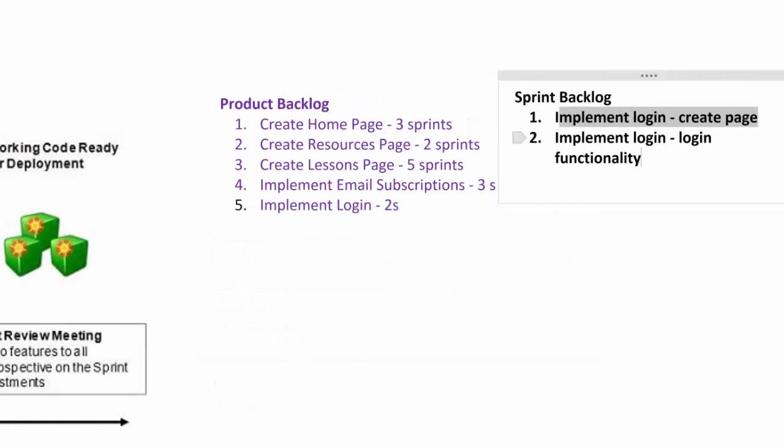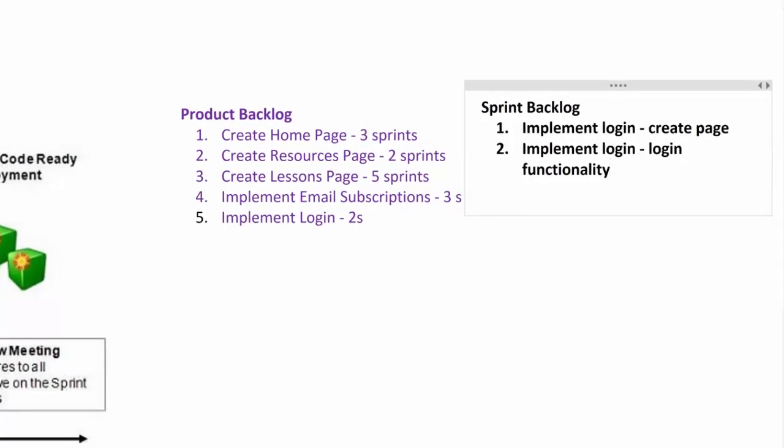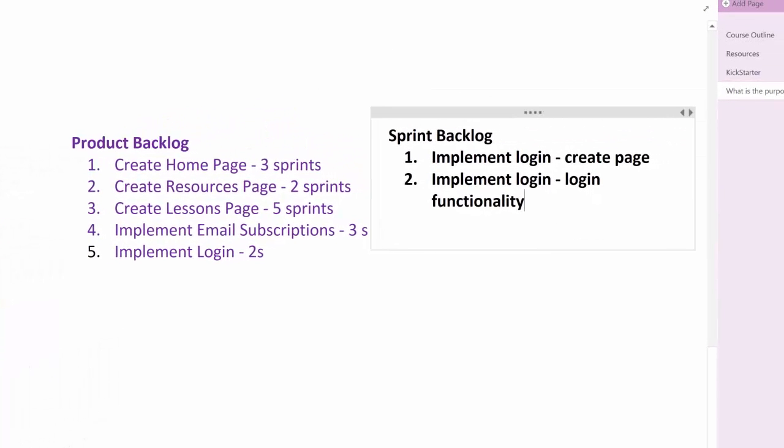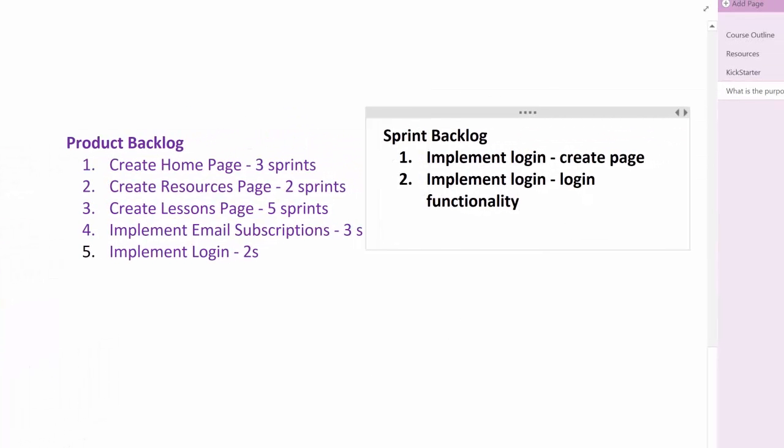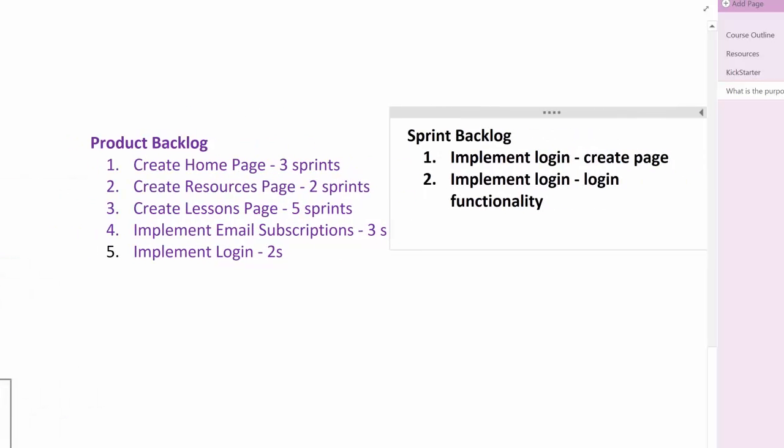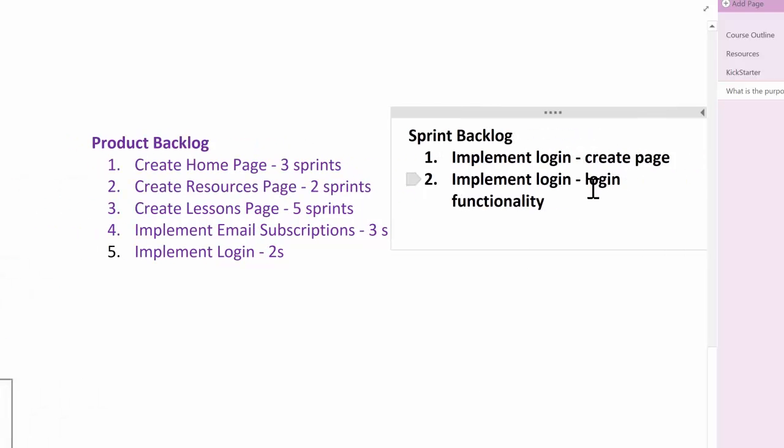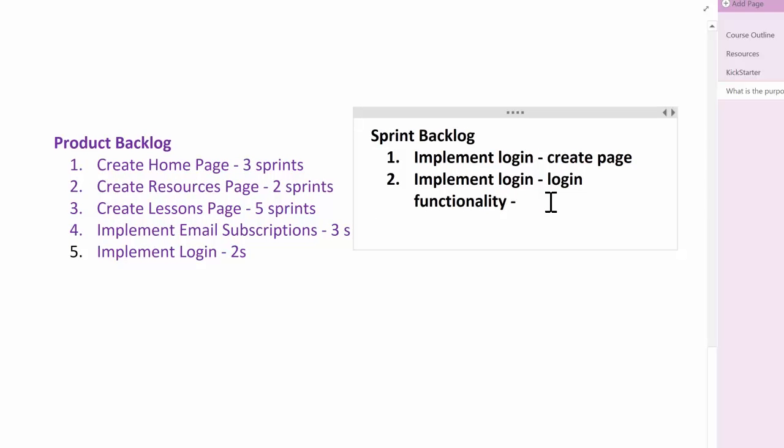So what happened here now is we have a sprint backlog. This is a backlog of items that we can pull into our sprint, which are much smaller than these product backlog items. And so actually here we can put one sprint, one sprint.